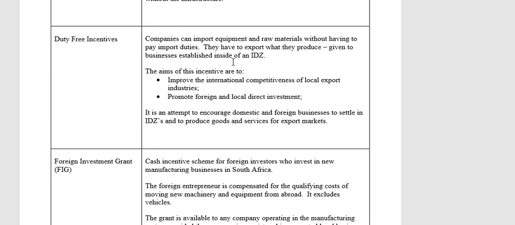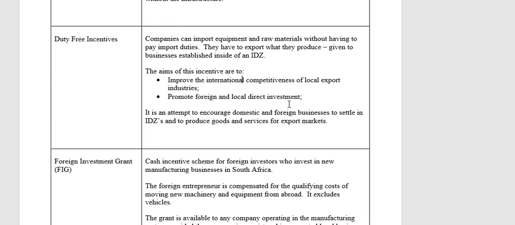All right. And we said the aim of this is to obviously increase their competitiveness. By allowing them not to pay customs duties, we are decreasing their production cost, which means their prices tend to be lower, which makes them more competitive, meaning that our exports can increase. Okay, remember, whatever they produce, they have to export. The whole idea behind an IDZ is to promote exports.